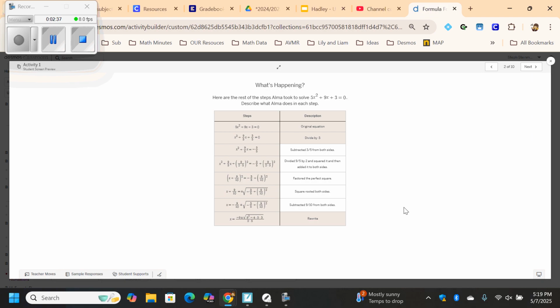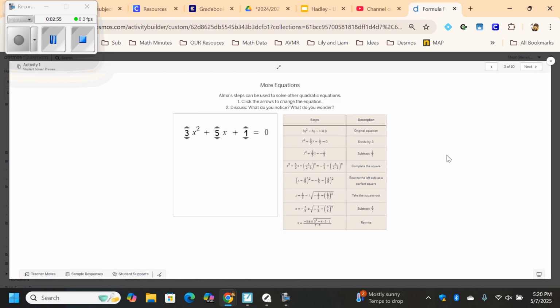Finally, she rewrote it. And if you notice, it's rewritten in the quadratic formula. So she simplified what was underneath it and then made it over 10, and then we simplified it, all of that, to get the 2 times 5. So the 2 times 5 is just the 10. All right. So then it says more equations.